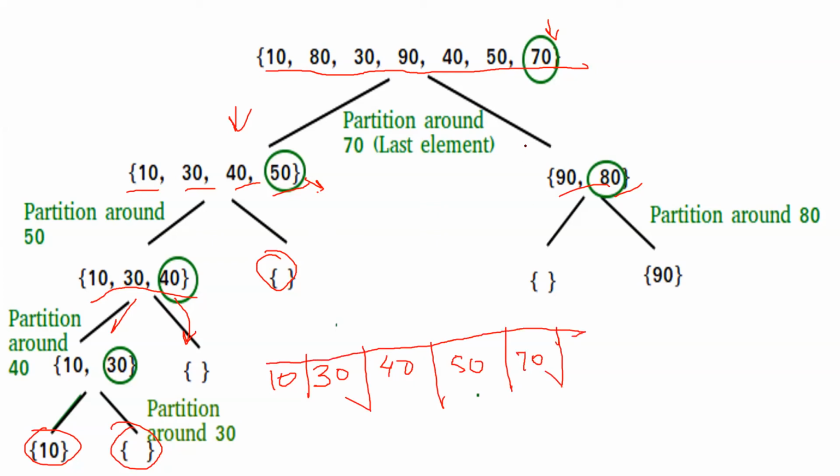After that, we'll come to the right hand side and we see that 90 and 80 are the two elements in the right hand side, right? So the last element here is 80, correct? So what we'll do here, we'll divide the sub array 90, 80 around the 80 element, and since 80 is the pivot, 80 will come to the left hand side. Why? Because it's smaller than 90. Okay, so it will be like this: 80 then 90.